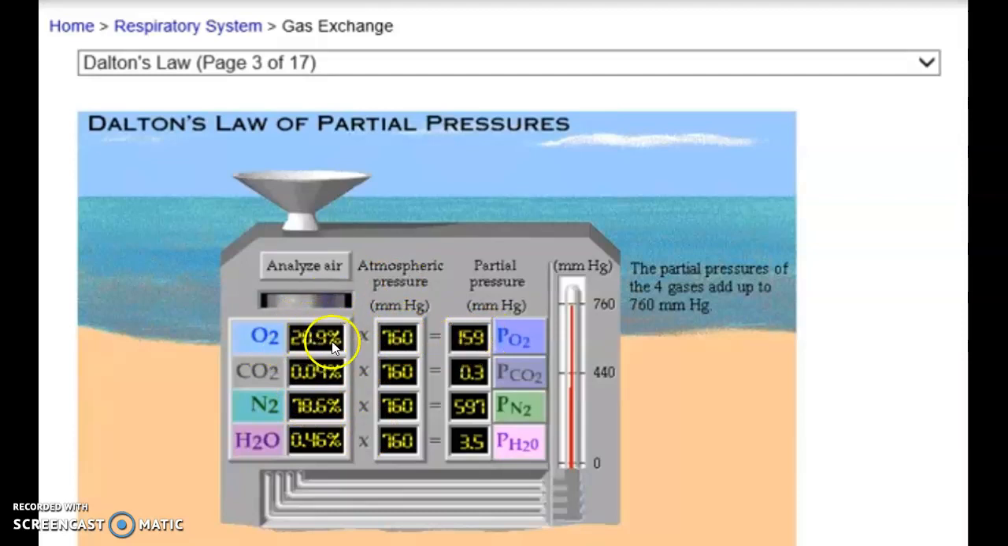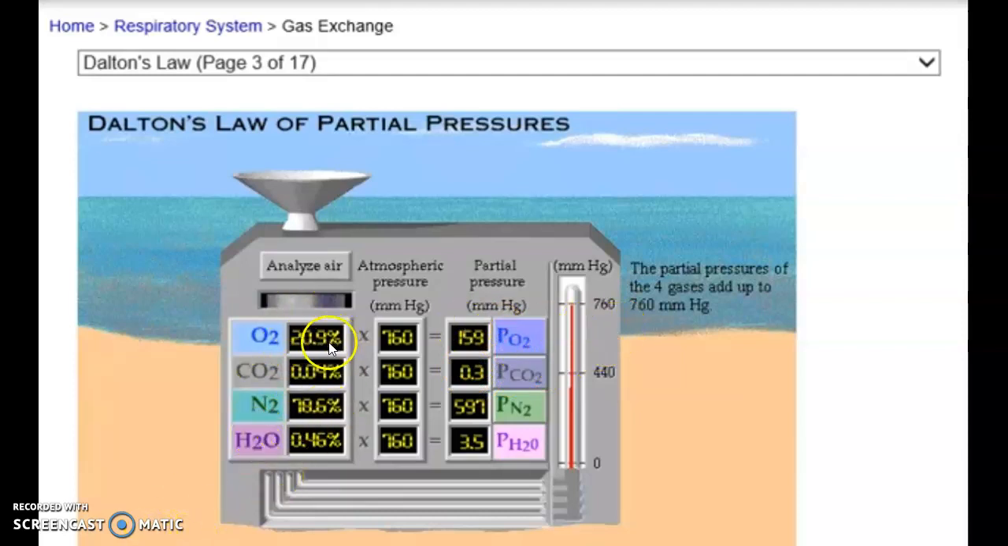Now, 20.9% of 760 is 159. My partial pressure is 159 millimeters of mercury of the oxygen I breathed in. Whereas the partial pressure of the carbon dioxide I breathed in is only 0.3%, or excuse me, 0.3 millimeters of mercury. Out of the 760, nitrogen by far made up the majority of the partial pressure of the air that I breathed in, 597 out of 760, which was 78.6% of it. And then water made up 3.5 millimeters of mercury, which was 0.46% of 760.